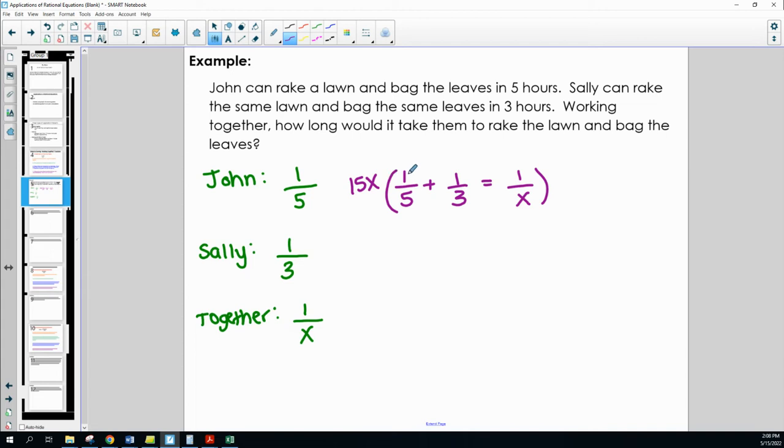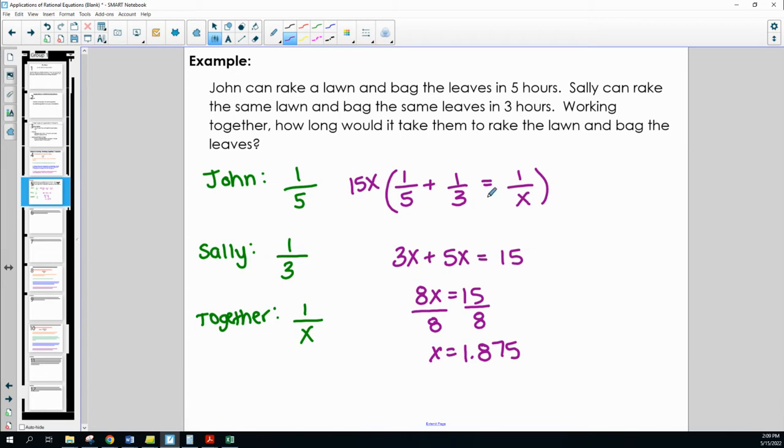So 15x times 1/5 would be 15x over 5, which we reduce to 3x. 15x times 1/3 is going to give us 5x. And then 15x times 1 over x is going to just give us 15. So now we can combine our like terms. 8x is equal to 15, and then we can divide by 8. So x is equal to 1.875.